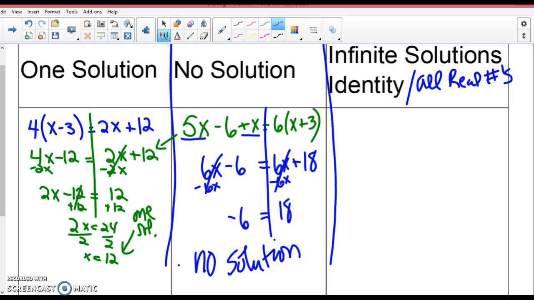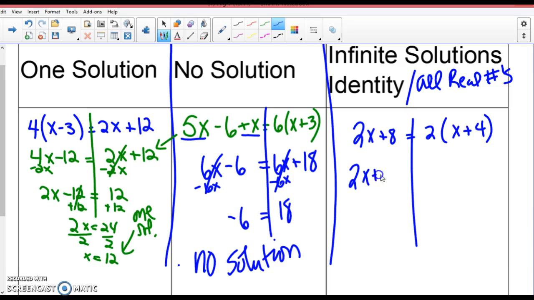No solution. Now, in the infinite solution or identity or all real numbers column, write down this problem. 2x plus 8 equals 2 times the quantity x plus 4. Write that down. Again, solving equations. Simplify both sides. So this is going to be 2x plus 8. And when I use distributive over here, I'm going to have 2x plus 8. Again, this is looking fishy.